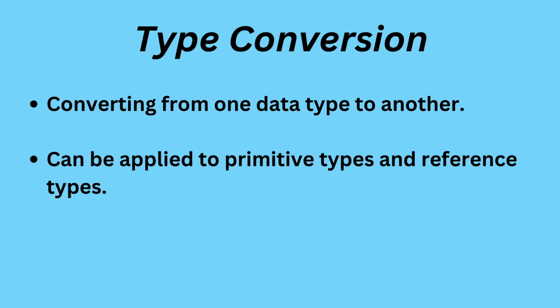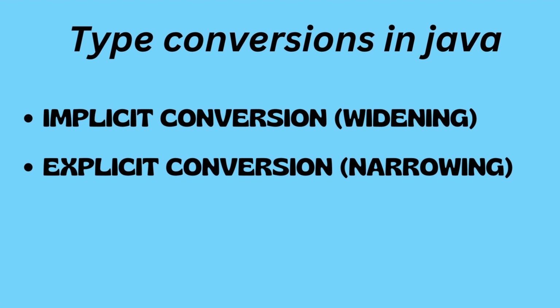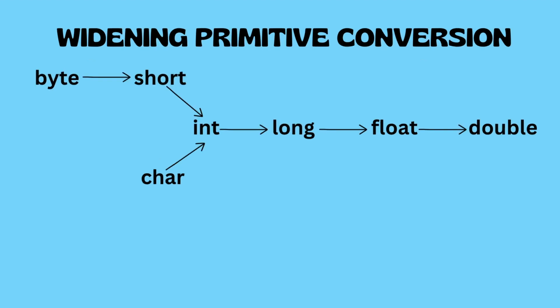Now let us understand what is type conversion. So type conversion is nothing but converting your values from one data type to another type. All right, and it can be applied to both the primitive and the reference types, and in this video we will only look at the primitive type conversion. So there are two types of conversion in Java. The first one is the implicit conversion called the widening, and the second one is the explicit conversion also called as narrowing, right? And now let us look at the widening primitive conversion in Java.